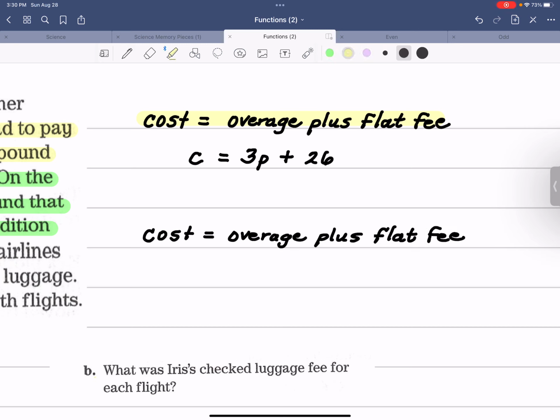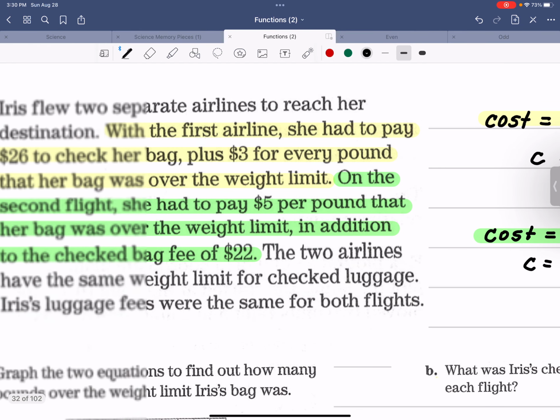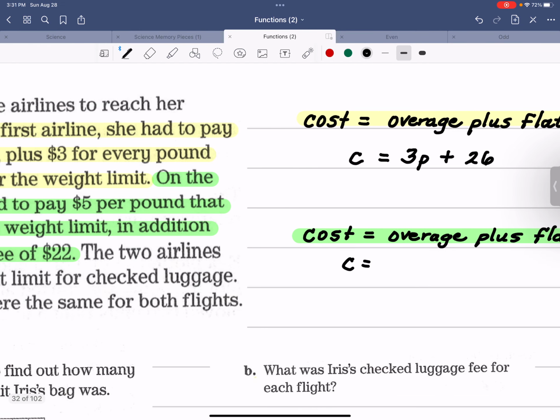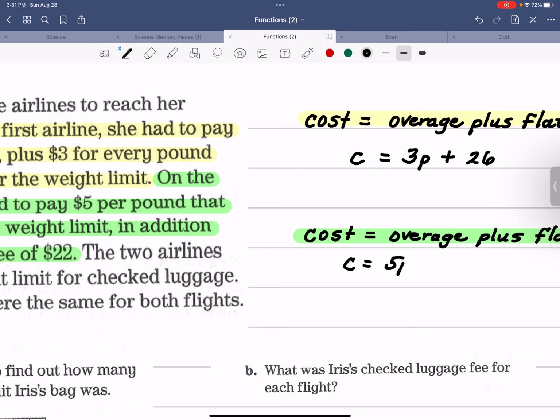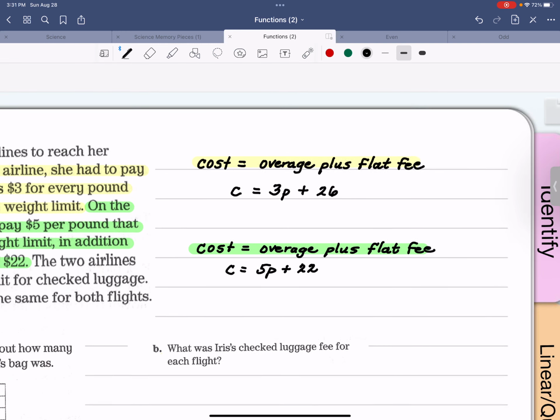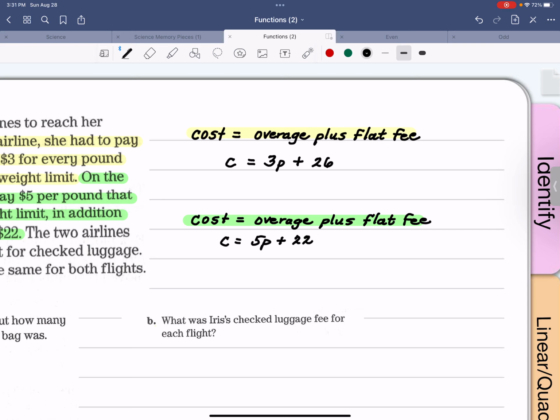So in the green story, the cost is going to be $5 a pound, but your flat fee is lower. It's only $22. So here are the 2 equations in this system.